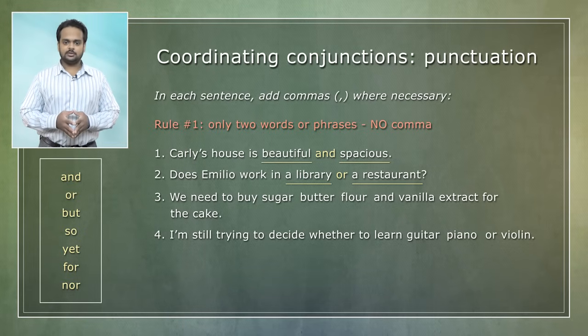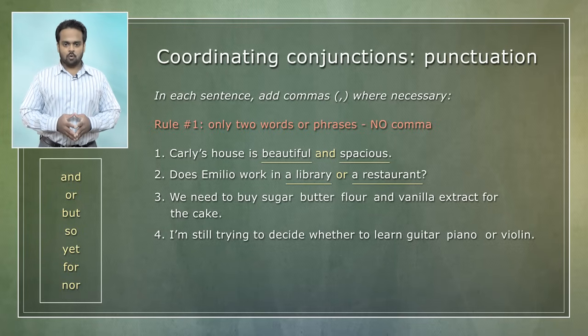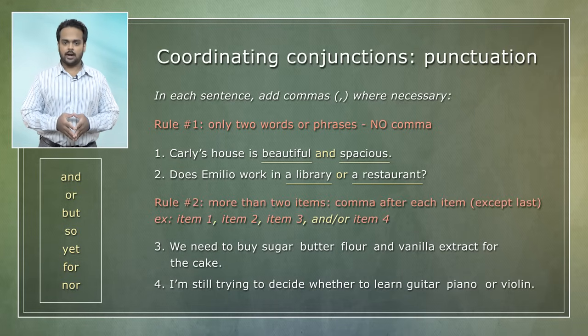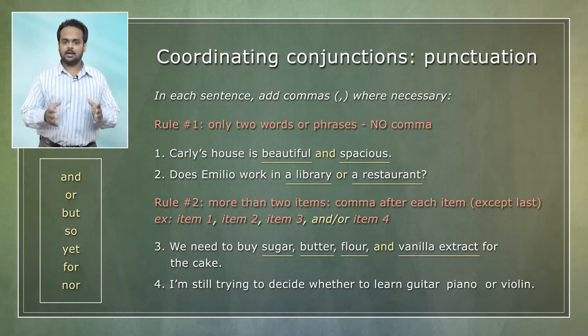the conjunction is or, and it connects two noun phrases, a library and a restaurant. So again, only two items, so we don't use a comma. In sentences 3 and 4, commas are required. When we have lists of 3 or more items, we use commas to separate them. In number 3, we need to buy sugar, butter, flour, and vanilla extract for the cake.